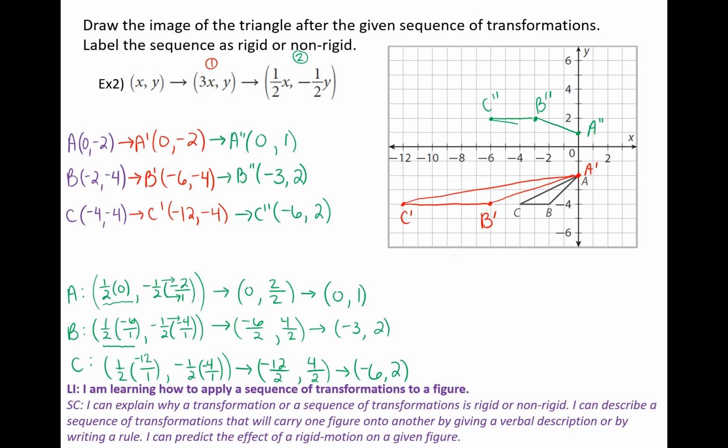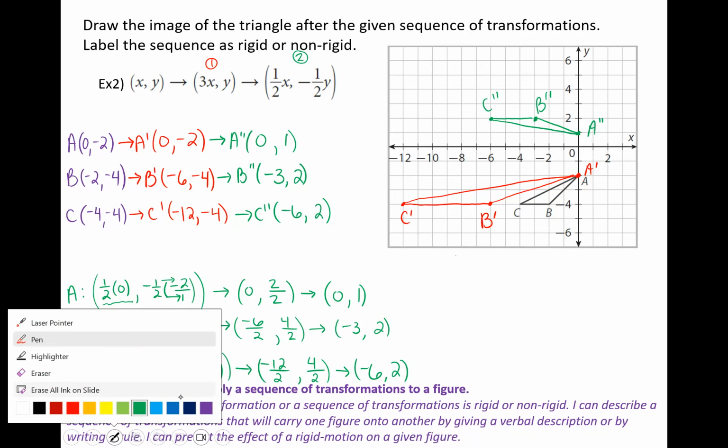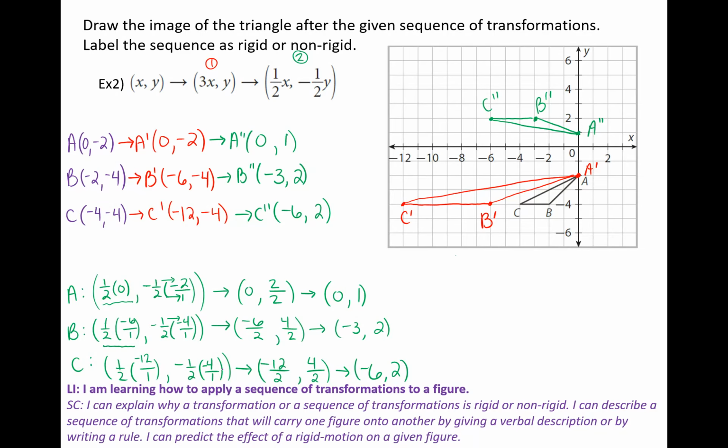And of course, the question we're dying to answer is: is this rigid or non-rigid? Did we keep the same size and shape and only change location? Or did we change other things? This one, we changed multiple things. We changed the size, the shape, the location. We changed lots of things. So this one would actually be non-rigid.